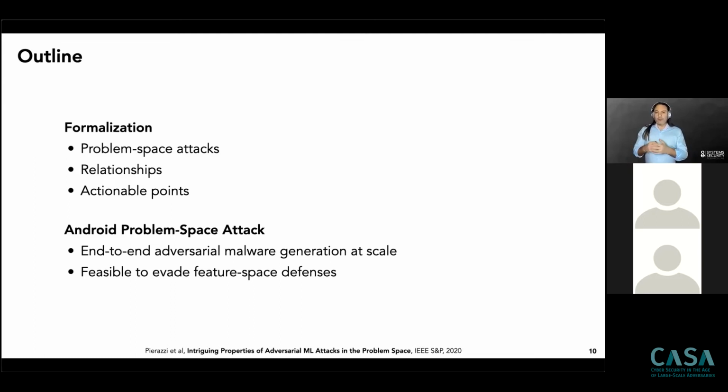The second contribution is that this reformulation allows us to reason about adversarial machine learning in the problem space from a more principled perspective. And therefore, we're able to identify gaps of previous work and to instantiate an attack that is an end-to-end adversarial malware generation attack on Android systems at scale, where we do show that it's possible to evade also solutions that were specifically designed to protect against this problem in the feature space. And we'll see what are the implications of this reasoning.